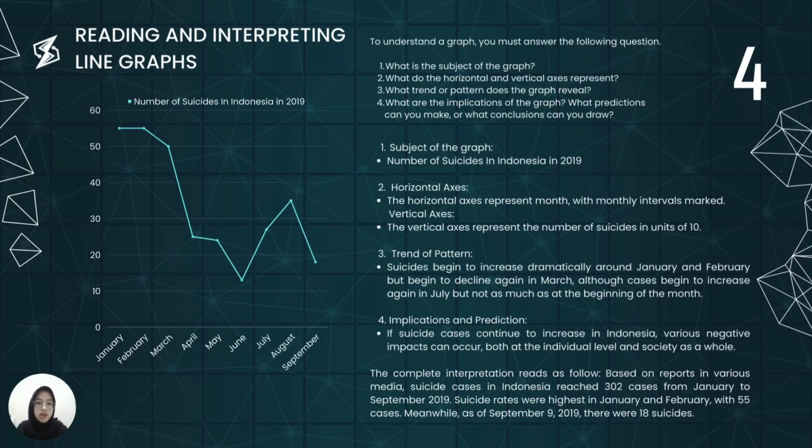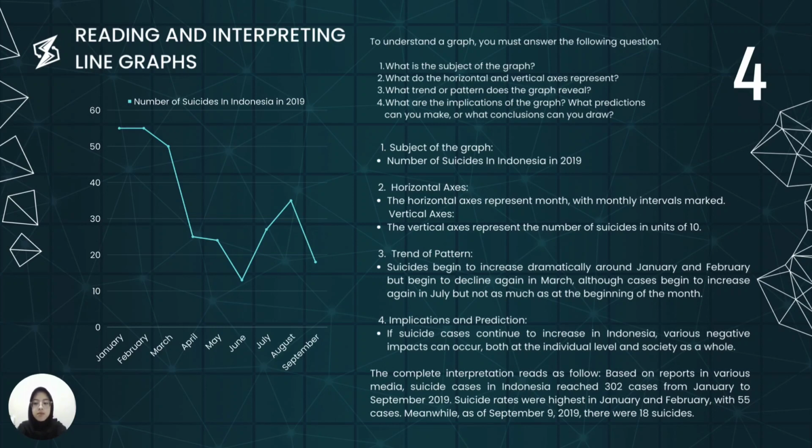To understand the graph, you must answer the following questions. Number 1, what is the subject of the graph? Number 2, what do the horizontal and vertical axes represent? Number 3, what trend or pattern does the graph reveal? And last, what are the implications of the graph? What prediction can you make? Or what conclusion can you draw?